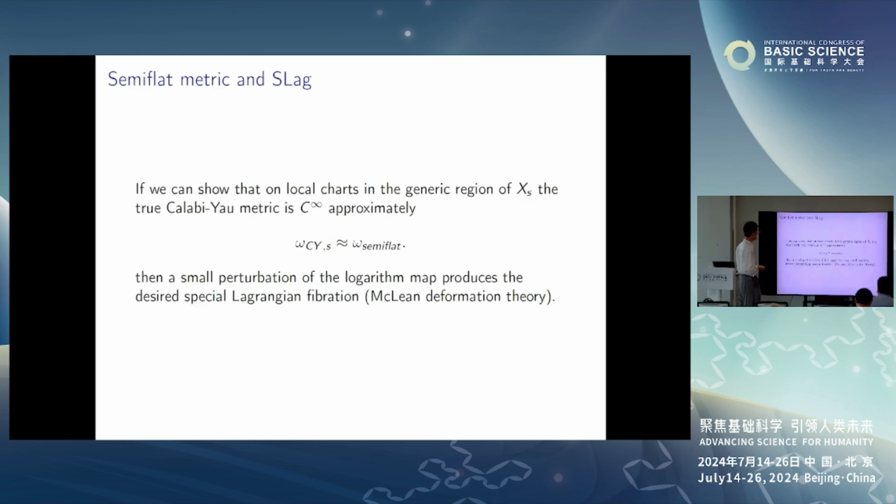So if you can show on these local charts that the true Calabi-Yau metric is C infinity approximated by the semi-flat metric, then just by a small perturbation of the logarithm map, you would be able to produce the desired special Lagrangian fibration. So this is relatively standard deformation theory, which really means the implicit function theorem. So the key thing to prove really is that the Calabi-Yau metric is close to being torus symmetric in a very strong sense.